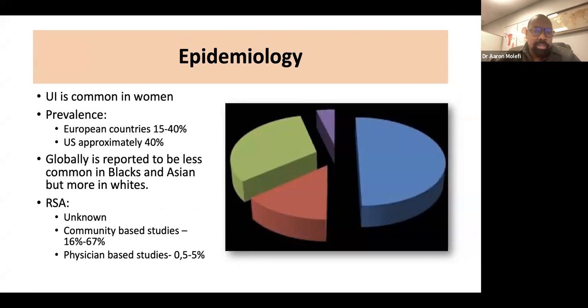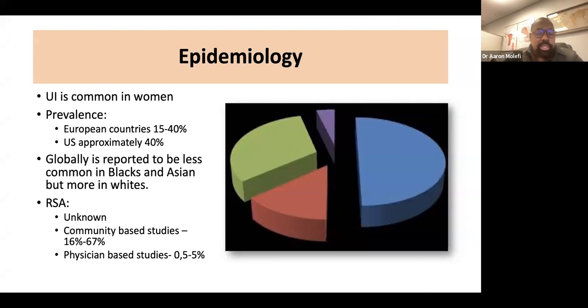So when we look at the epidemiology, it's very common in women compared to men. When we look at the prevalence globally or in the European countries, it's mentioned that it's about 15 to 40%. And in the US, approximately 40% of women are having urinary incontinence. However, globally it's reported that it's less common in black women and Asian, and more common in whites.